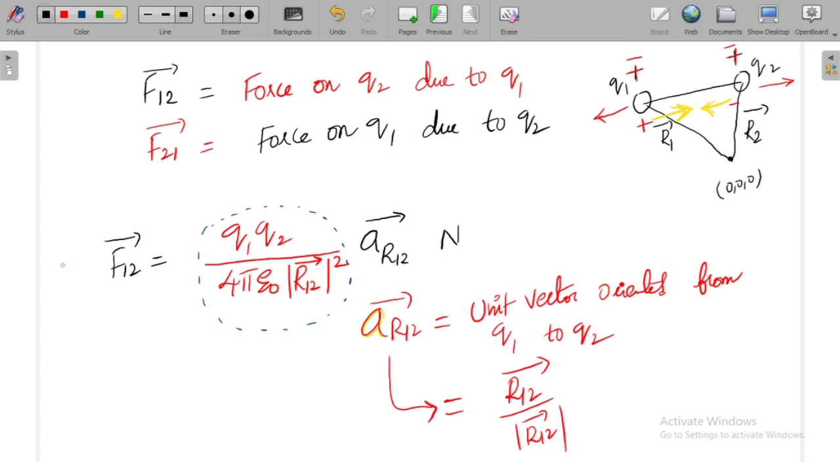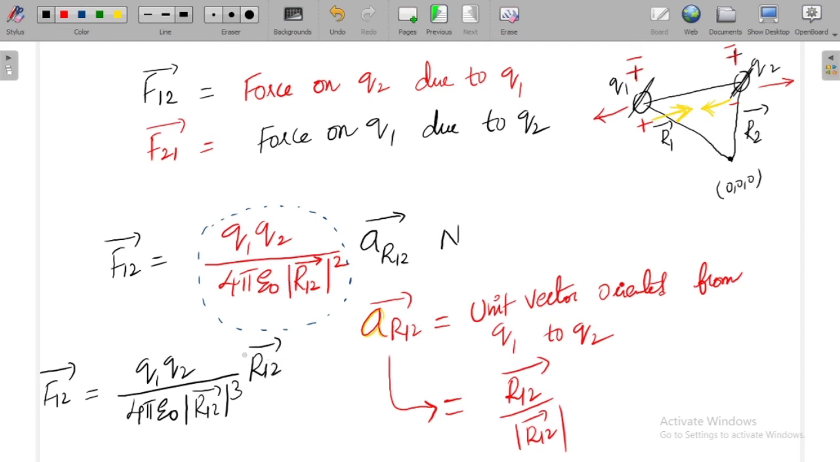Now from this, how can I write F12 bar? F12 bar is equal to Q1 Q2 by 4 pi epsilon naught. Here you will have one R12 bar magnitude and it is a square, so you will get R12 bar magnitude whole cube, which is nothing but the magnitude of the distance between charges Q1 and Q2, right? And this is R12 bar, in Newtons. Up to this is the entire magnitude and this is the vector, so totally this is a vector. This is the force on Q2 due to Q1.